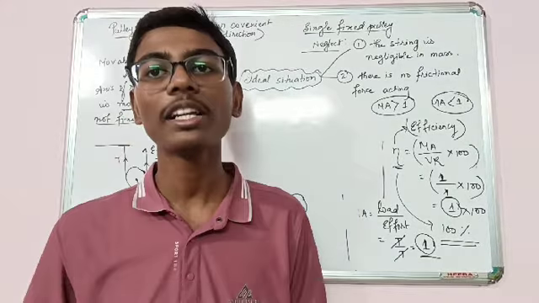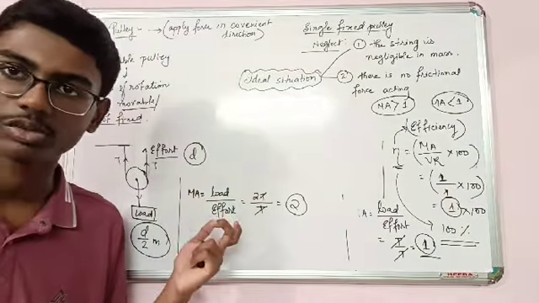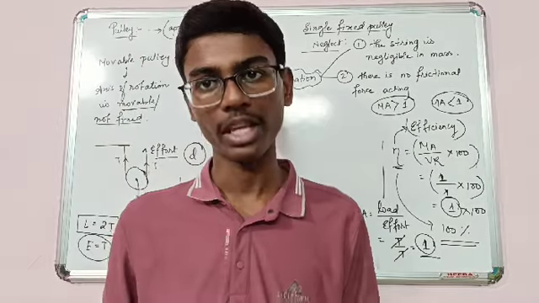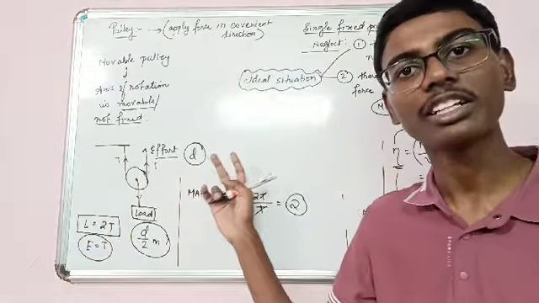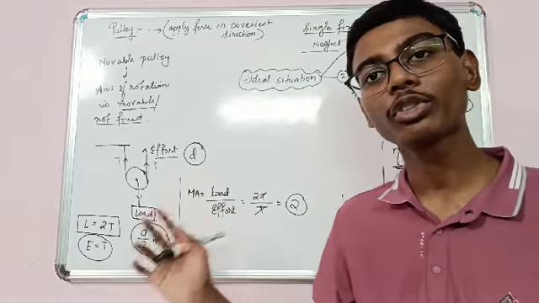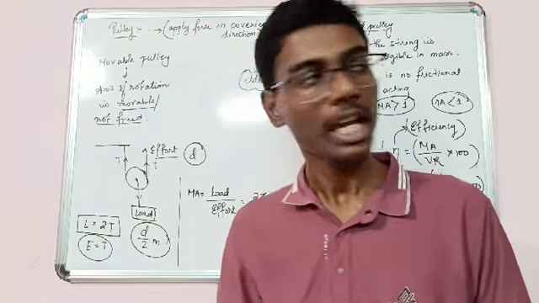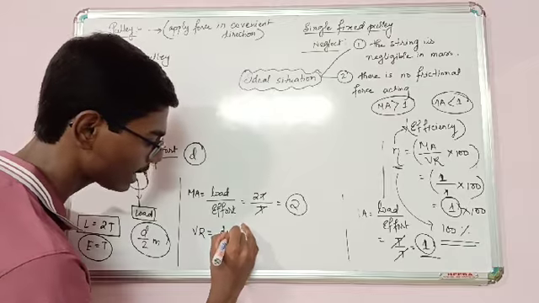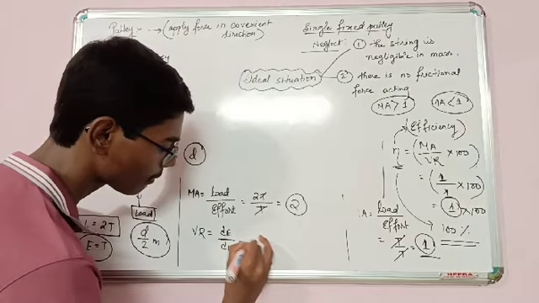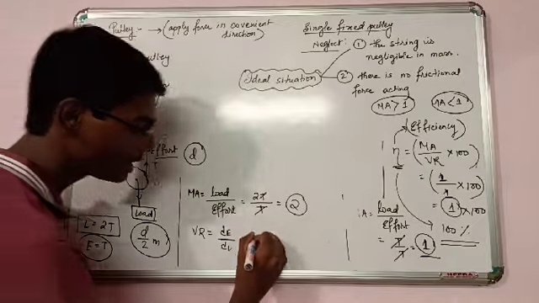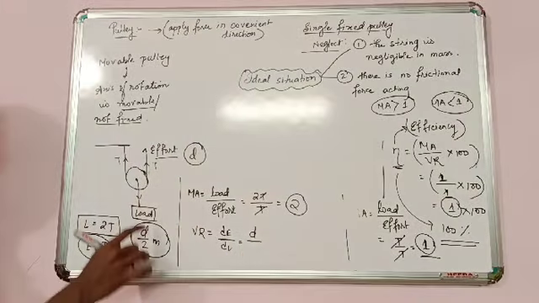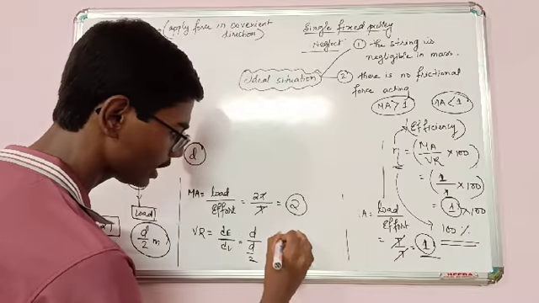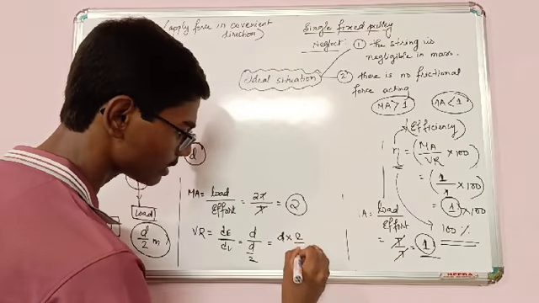Half the displacement which is caused by the effort string. If I am applying d meter of displacement here, the load is going to move by d by 2 meter. Now velocity ratio is equal to what? dE by dL. What is my E? E is d. What is my load? Displacement of load? It's d by 2. Let me move d into 2 by d. This is the calculation.